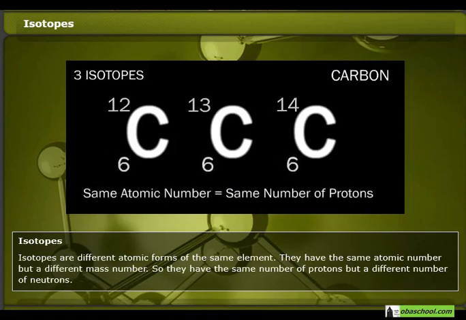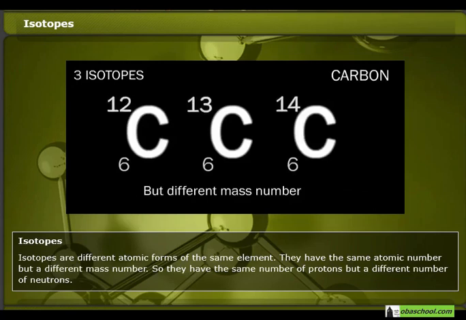Isotopes are different atomic forms of the same element. They have the same atomic number but a different mass number. So they have the same number of protons but a different number of neutrons.